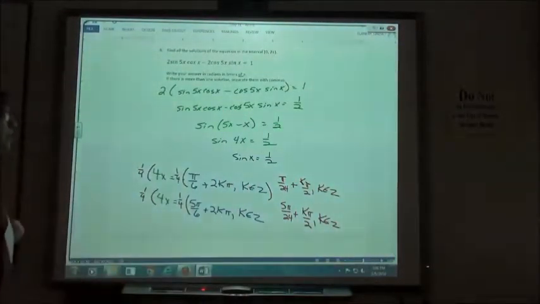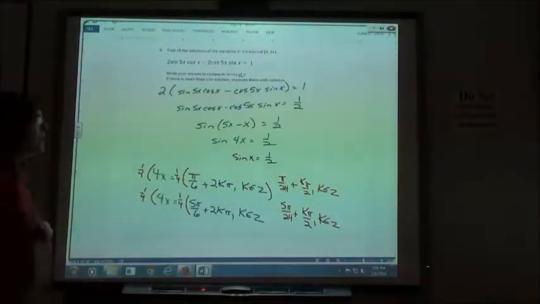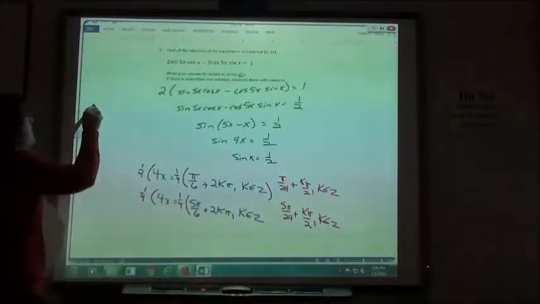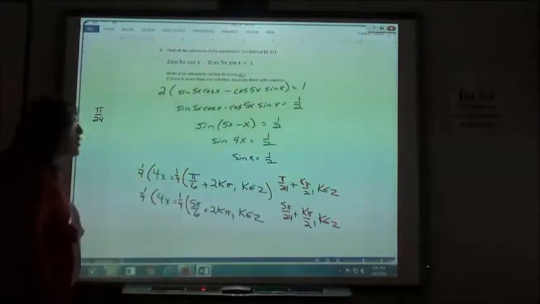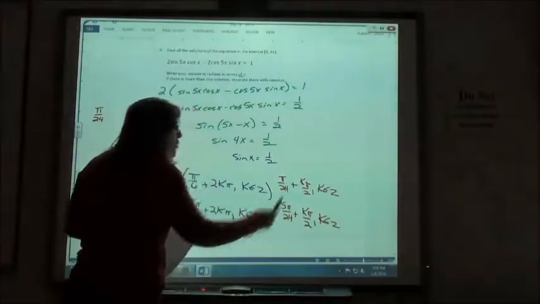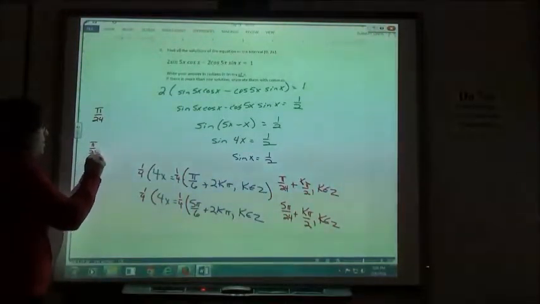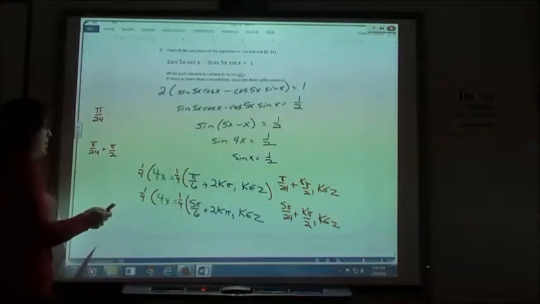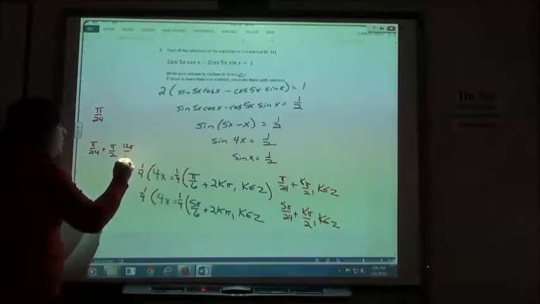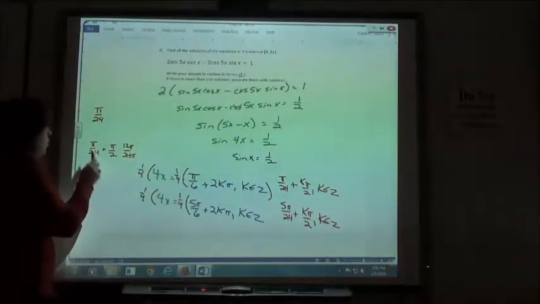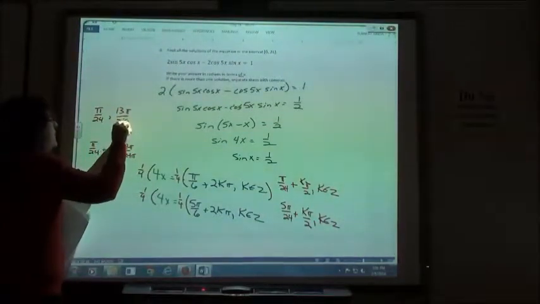But of course they don't want it in that form. They want every single angle that's between 0 and 2 pi. So I'm going to start with pi over 24, because if k is 0, I would get pi over 24. I'm going to keep adding pi over 2. So if I add pi over 2, that would be 12 24ths. So 1 24th plus 12 24ths would be 13 24ths.